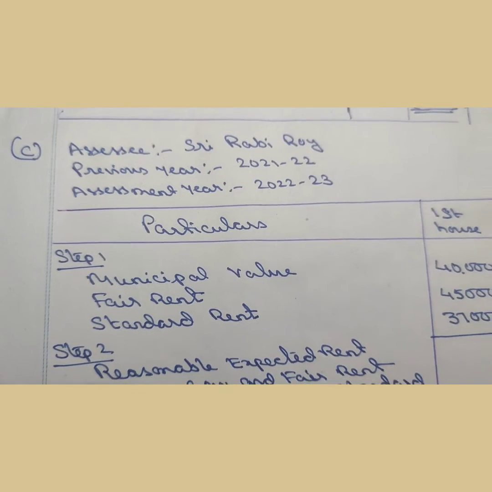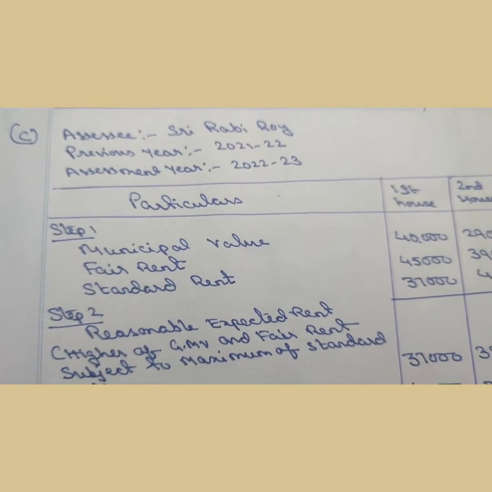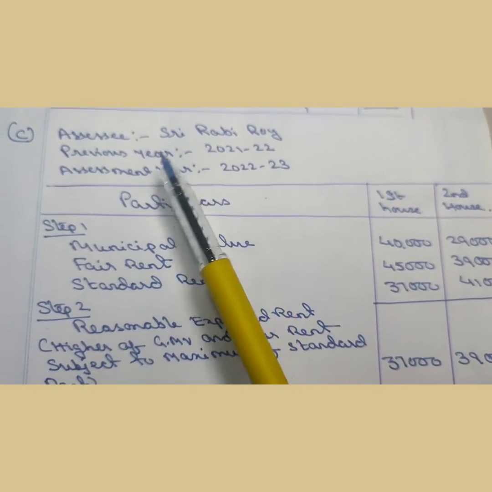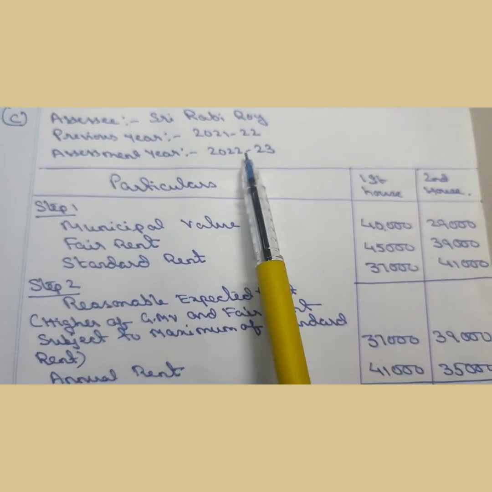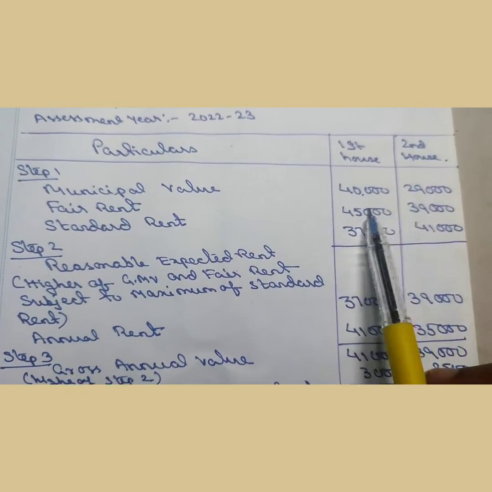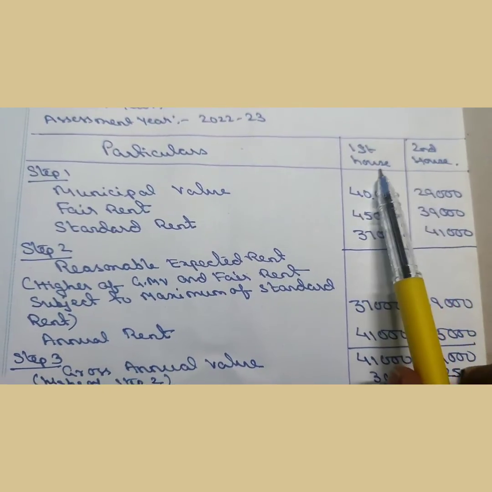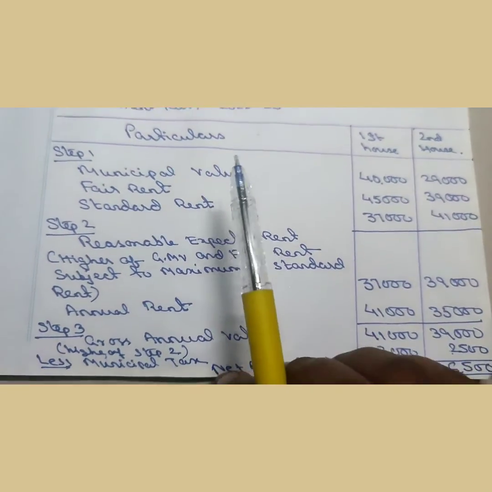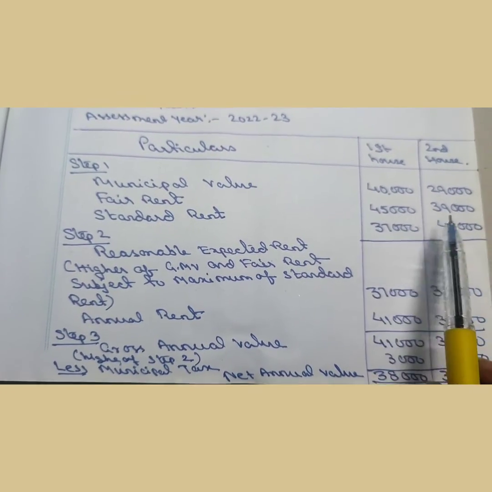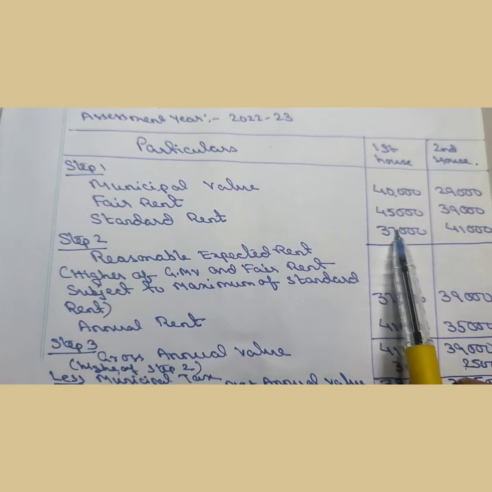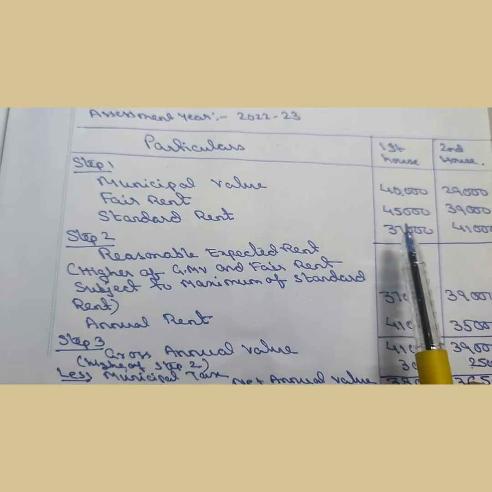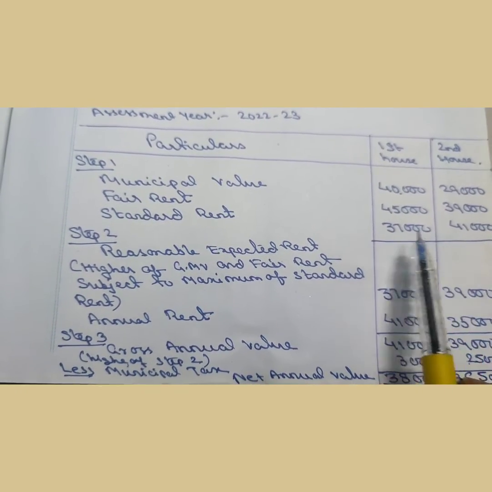Now here is the answer part. Assessee, name of the assessee Sri Ravi Roy. Previous year, I have changed this as per your year, that is previous year 2021-22 and assessment year 2022-23. Here I have made 2 columns for 2 houses. In case where income from house property is not required, only gross annual value or net annual value is required, in that case we will make separate columns for separate houses. But in case where we compute the income from house property, in that case we don't have to make separate columns for separate houses. Okay.